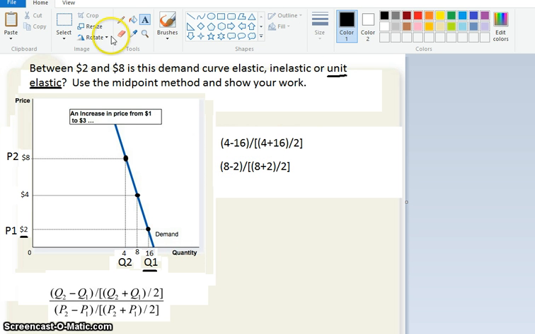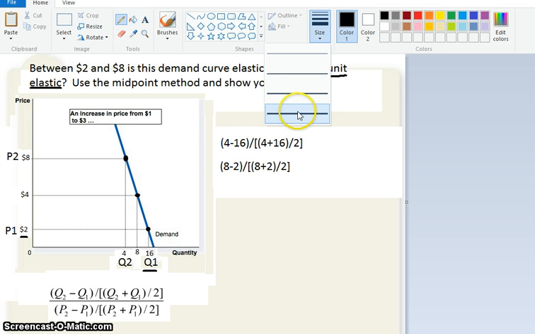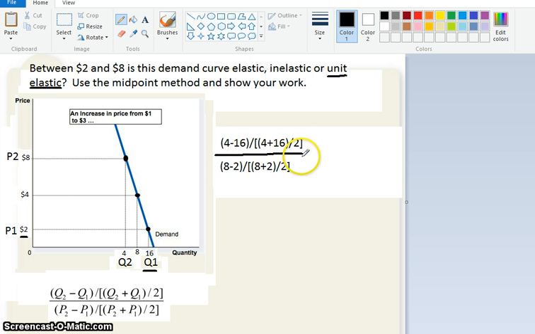Now I'm going to solve this here. I'm going to work this through, and so you have to do that too. So I put my divide here, and I'll work the top first. 4 minus 16 is going to give me a negative number, so I'm going to go negative 12 here. I'll tell you about that in a second. Negative 12, we're going to divide by 4 plus 16, so we got 20, divided by 2, which should be 10. So it looks like this is going to work out. The top is going to be negative 12 divided by 10.